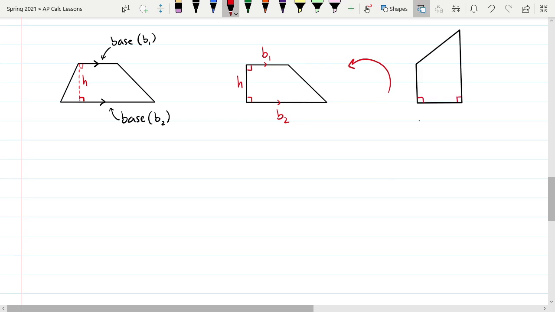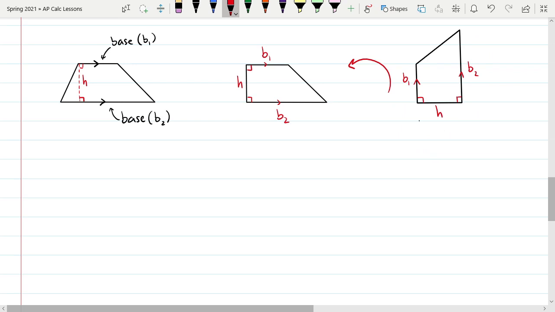so that the height, the flat side, is actually on the bottom. So notice this is now the height, and this is now the height. And then those parallel sides, the bases, are actually running vertical. So that's actually the type of trapezoid we're going to be looking for.